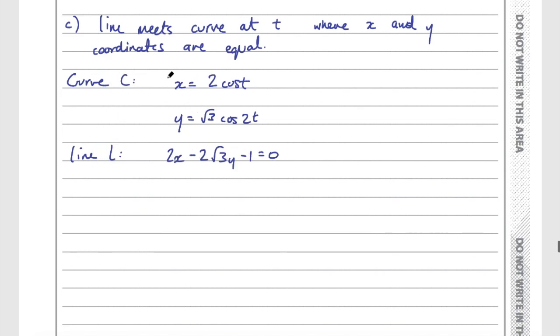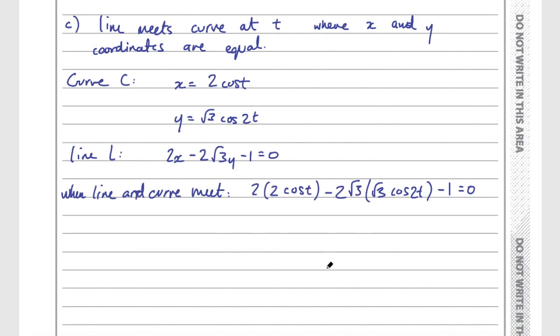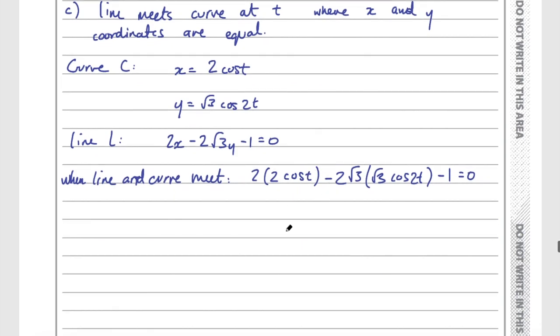So what we can do is to substitute these values for x and y into this equation, and then the solutions will be where the line and the curve meet. So therefore I can say when line and curve meet, 2 times 2 cosine t minus 2 root 3 multiplied by root 3 cosine 2t minus 1 will equal 0. And then we can just solve this equation for t, and that will give us the point at t where the line and the curve meet.